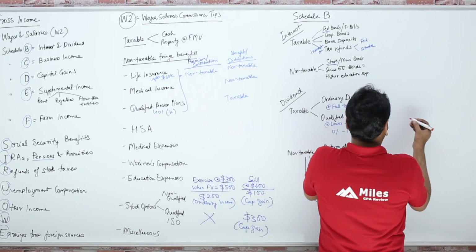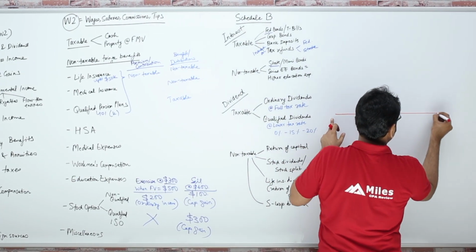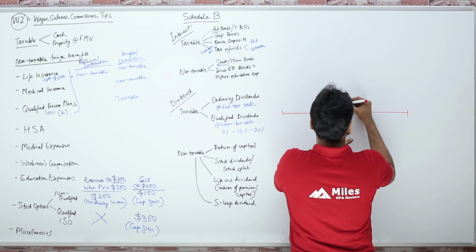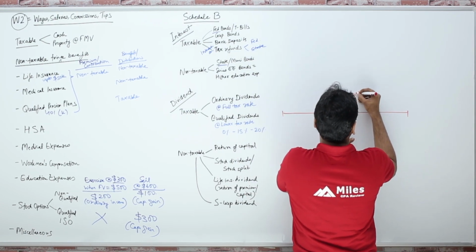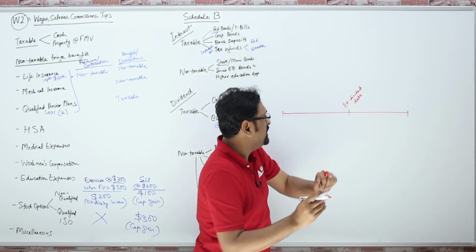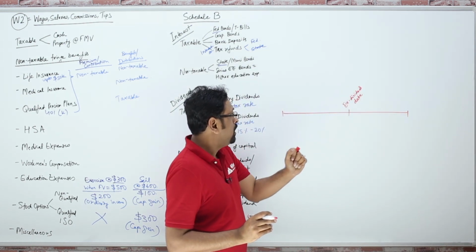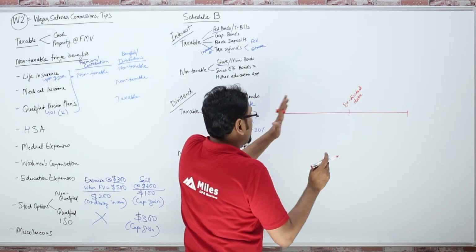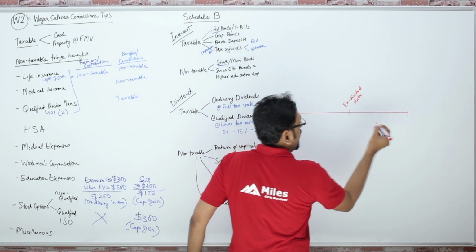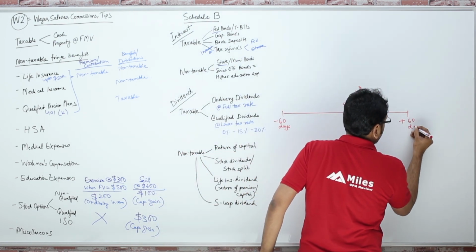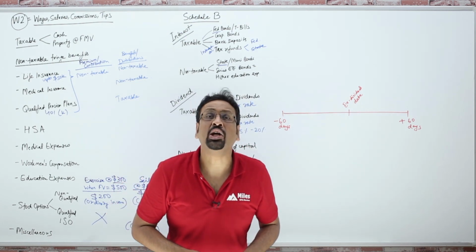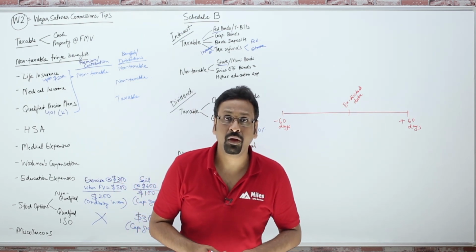To understand that, I'm going to build up a timeline. So let's say this is my timeline, and here this one is my ex-dividend date. So ex-dividend date is the date after the dividend has been paid out. And I'm going to go 60 days before this ex-dividend date. So I'm going to do minus 60 days here and plus 60 days here. So this becomes a total of 121 day period.